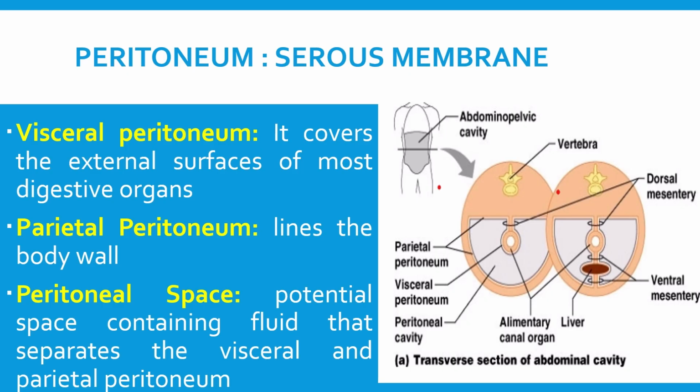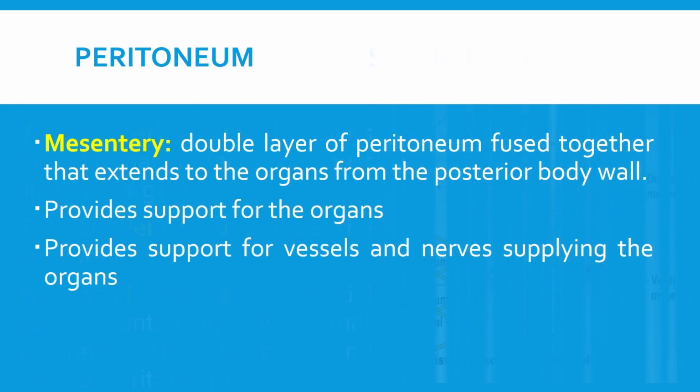Peritoneum is a serous membrane. It is of two types. The first one is the visceral peritoneum that covers the external surfaces of most digestive organs, while the other type is the parietal peritoneum that lines the body wall. Between both these peritoneums, the peritoneal space is present. This space contains fluid that separates the visceral and parietal peritoneum. When a double layer of peritoneum fuses together and extends to the organs from the posterior body wall, it is known as mesentery. It provides support for the organs and also for vessels and nerves supplying the organs.